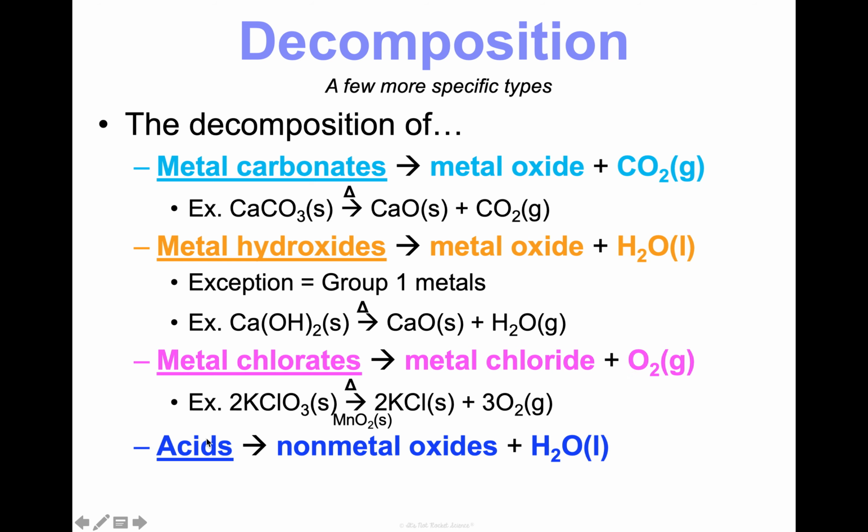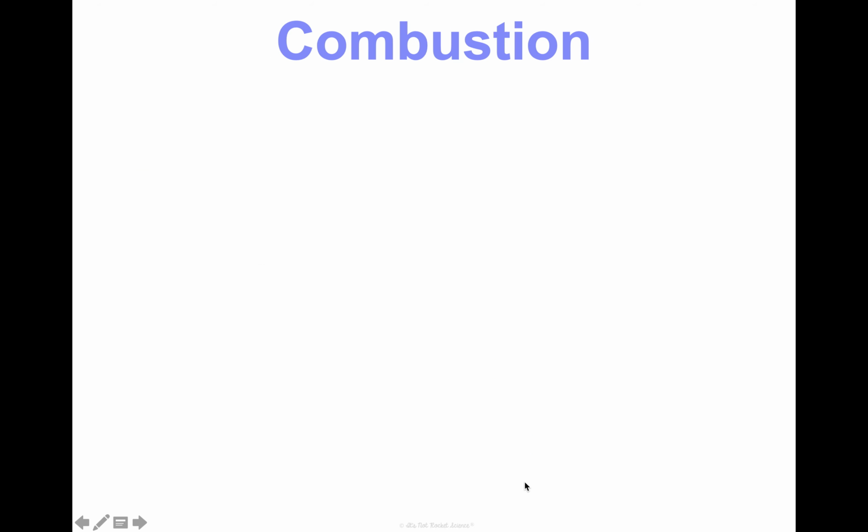And another example is acids. So we learned how to name acids previously, but those will decompose and make non-metal oxides and water. So for example, we see this acid here, it'll decompose, it's going to make sulfur trioxide, and it's going to make water.